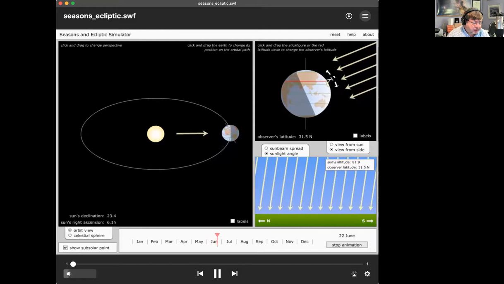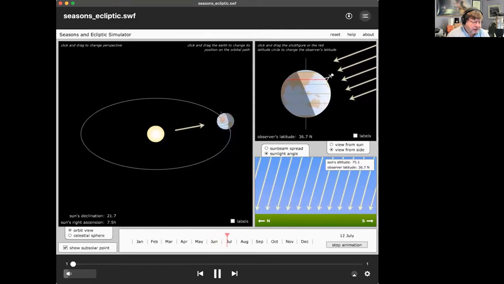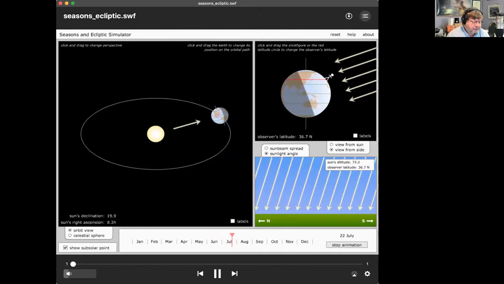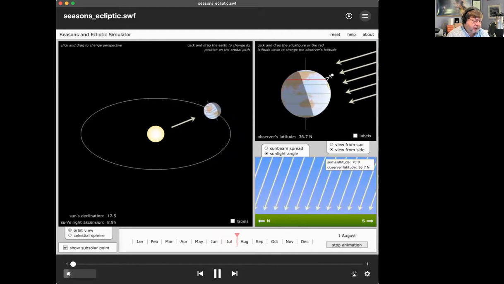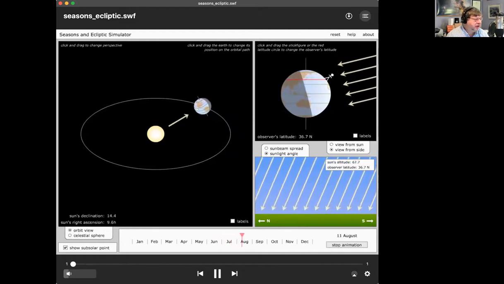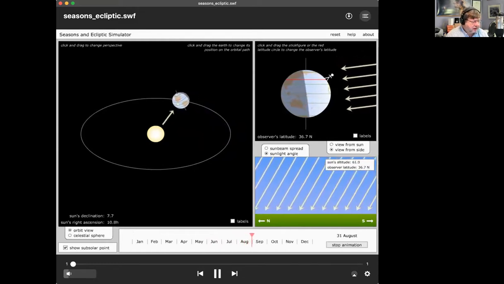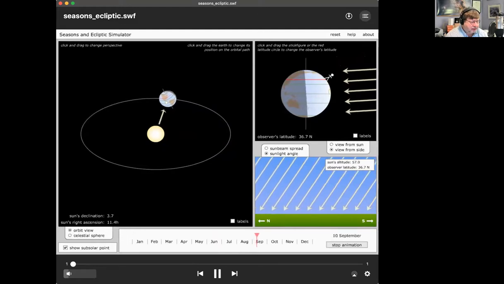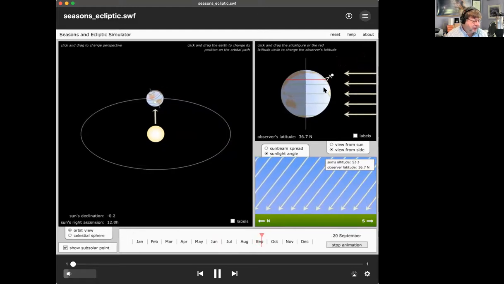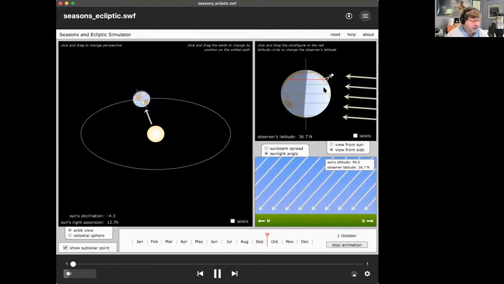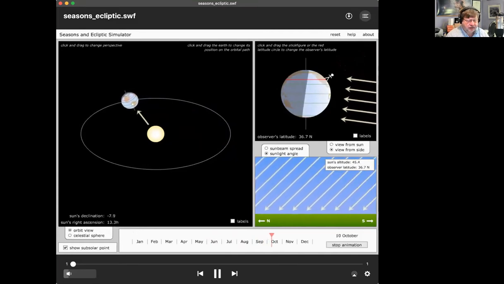Okay, so let's go up to Raleigh, which is about 35 degrees. And by the way, the sun is never overhead in Raleigh. It's never overhead because the sun angle can only get up to 23 degrees, which is the tilt of the Earth's axis, and we're at 35 degrees.